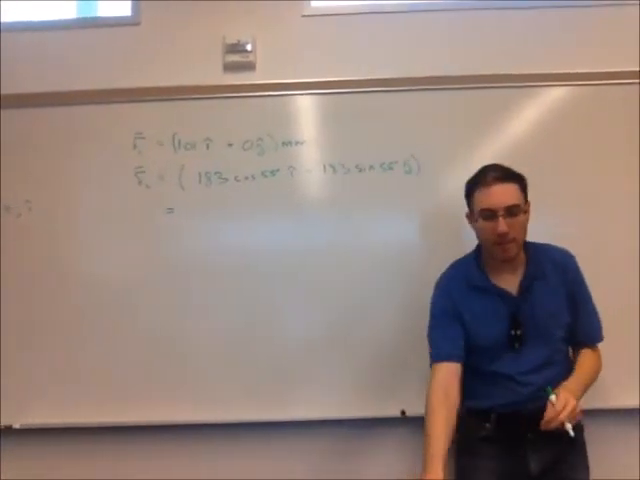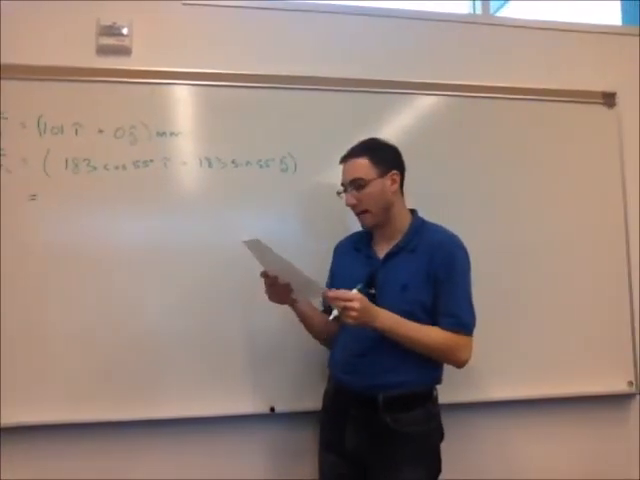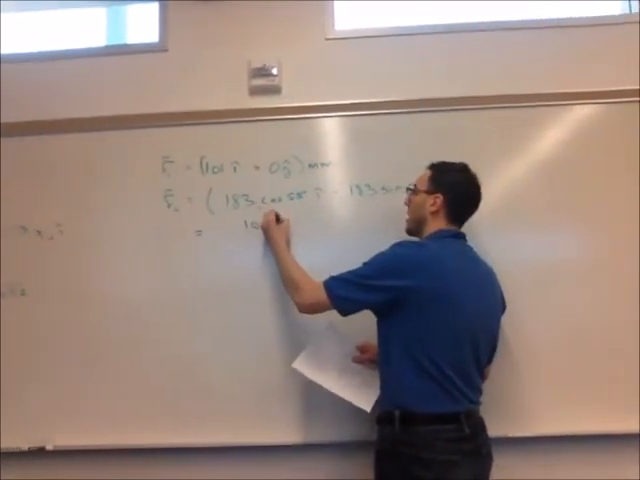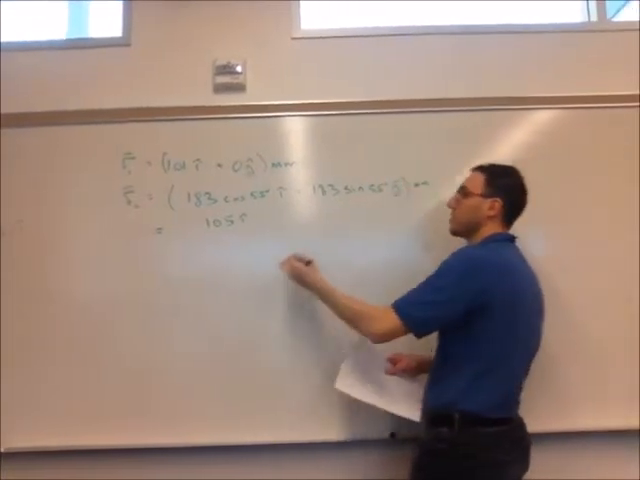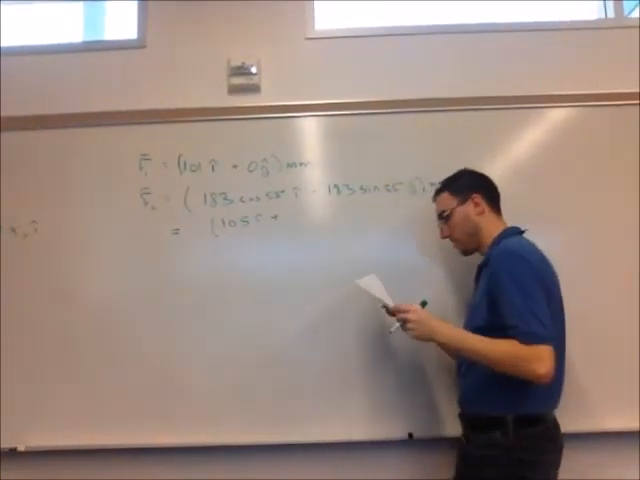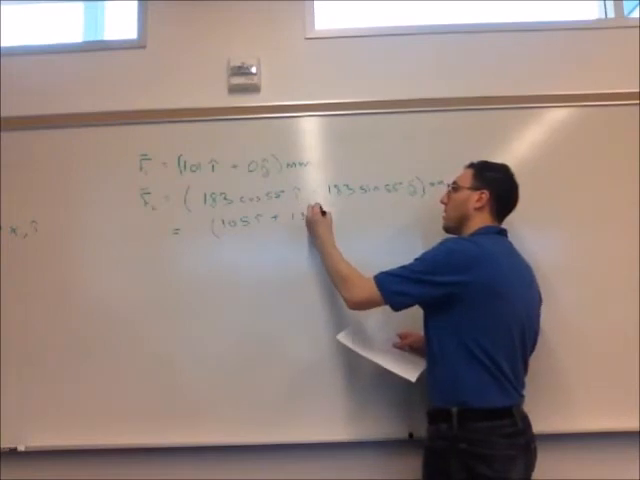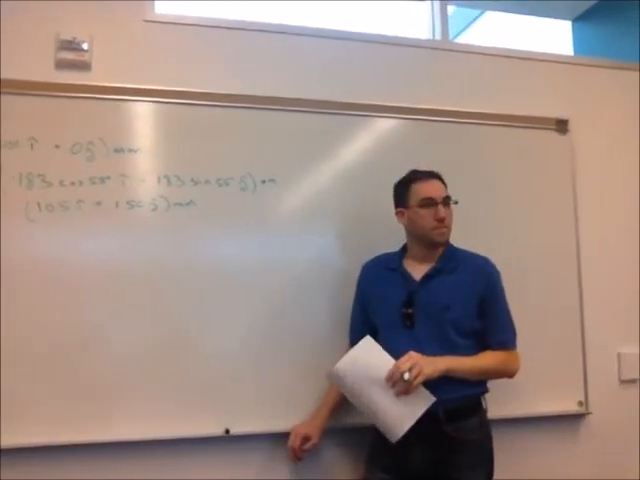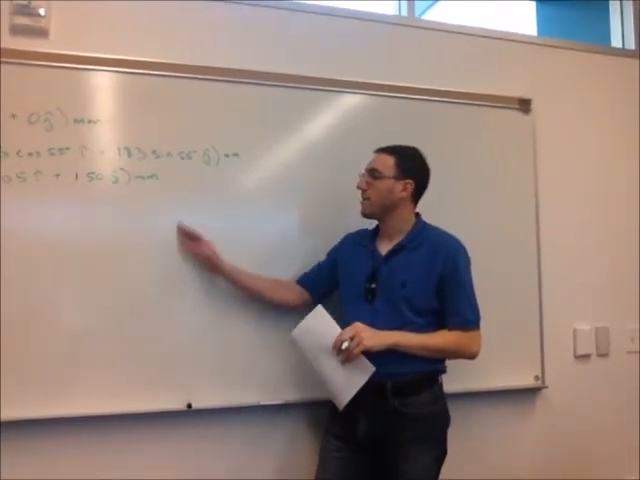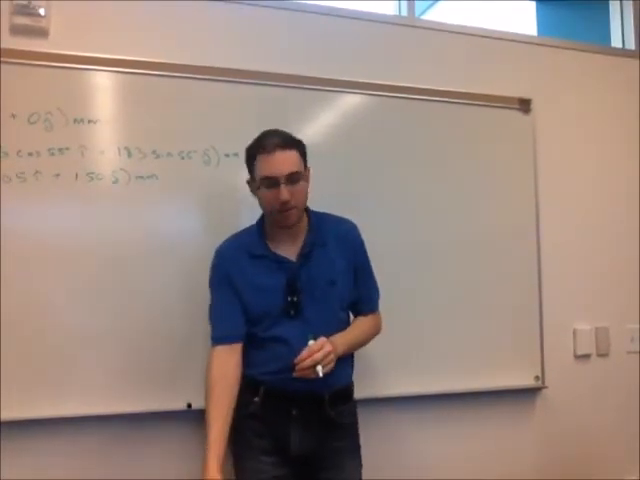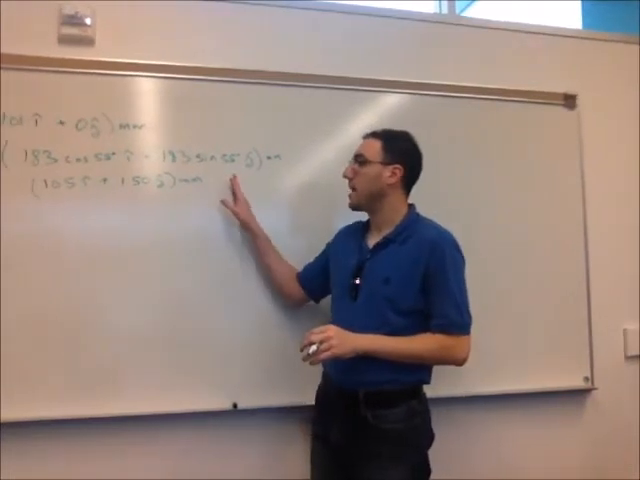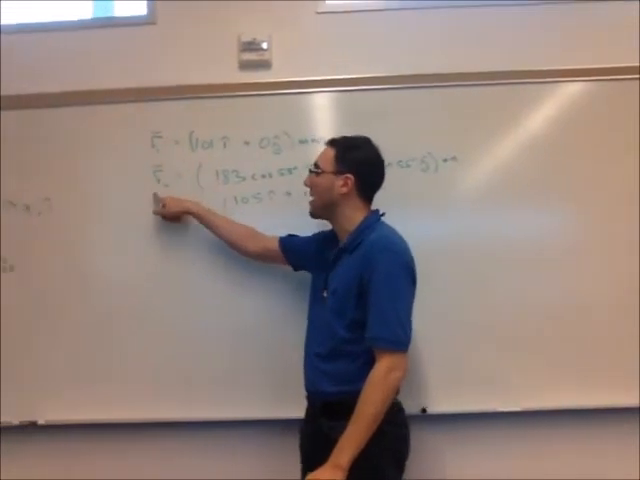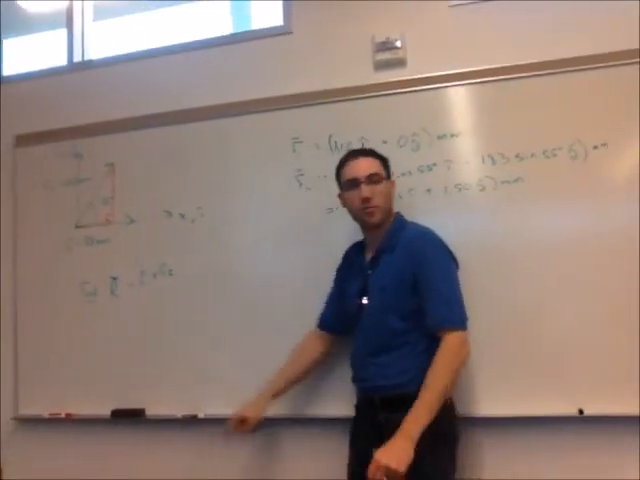Now I can express this as a decimal because it'll be easier to work with then. So that's going to be 105I, and that needs millimeters. So I've expressed this now in IJ components. That was step 2 in the methods slide. Now that I know F1 bar and F2 bar, I can now find the resultant.